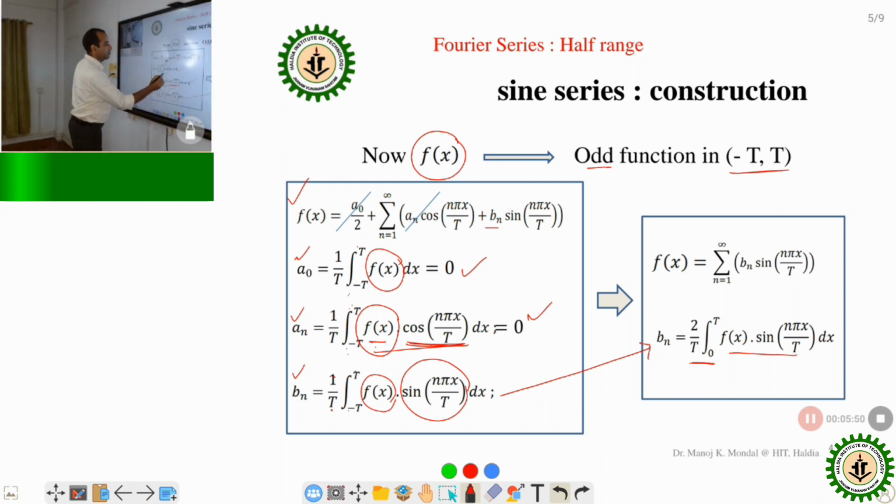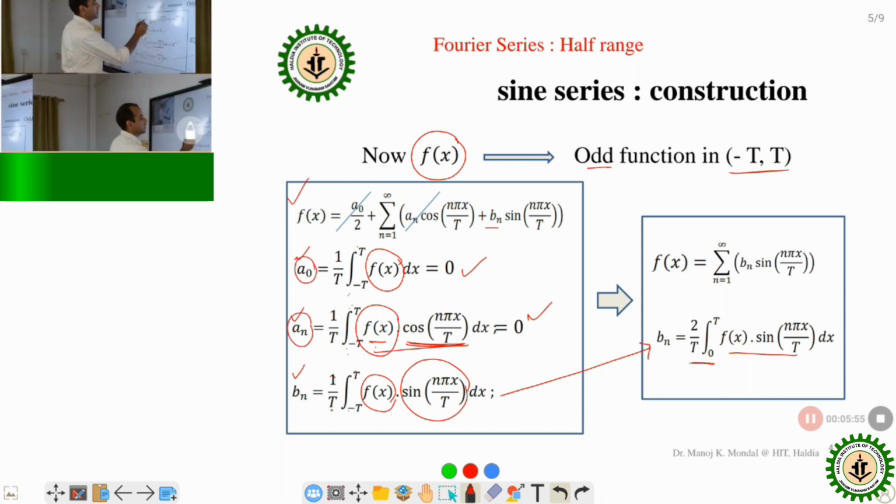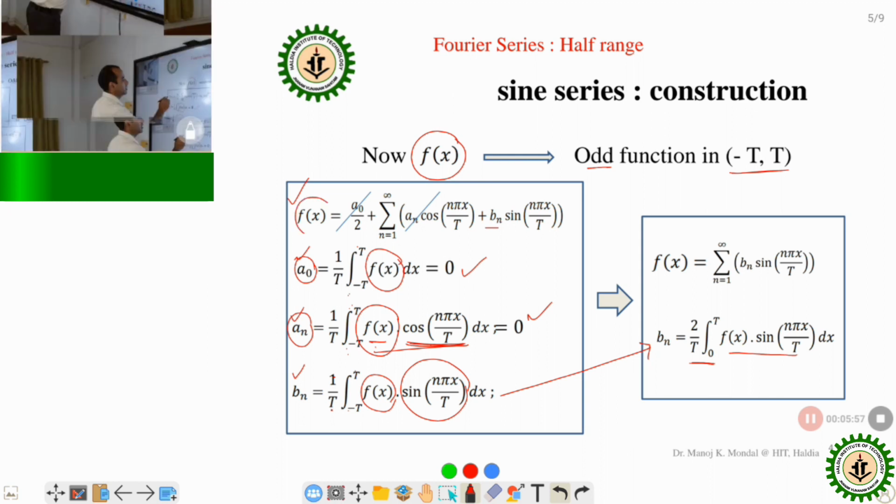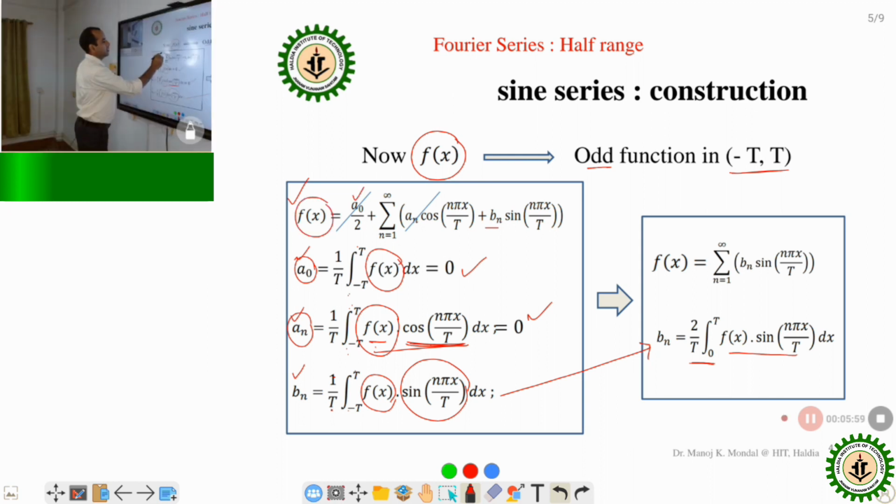That means if we put the value of a0 in the given function, f of x, then we get a0 equal to 0, an equal to 0, and bn equal to this. So this function can be written in the form f of x equal to summation bn sine n pi x by t, where the value of bn is nothing but this one. So this is the construction of the half range Fourier sine series.